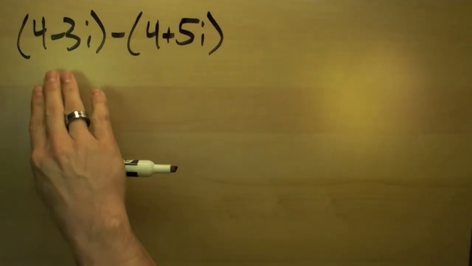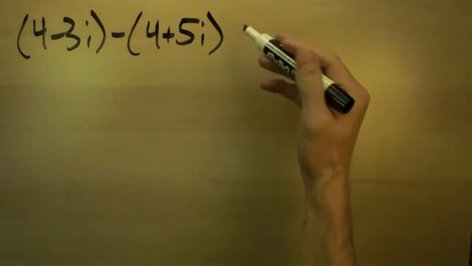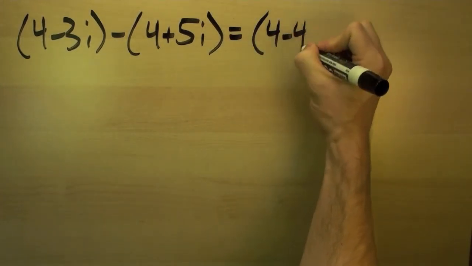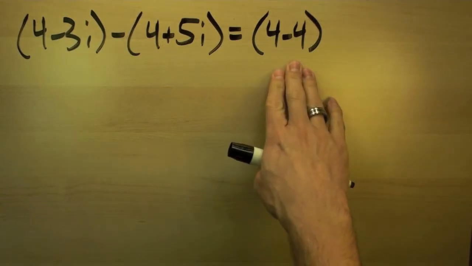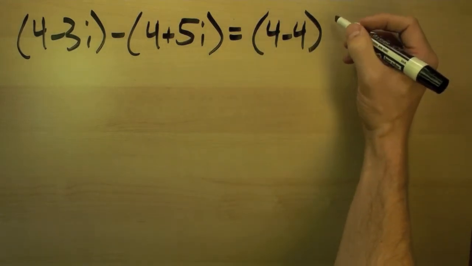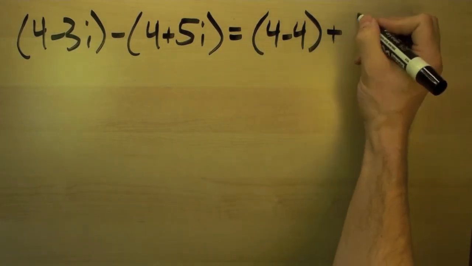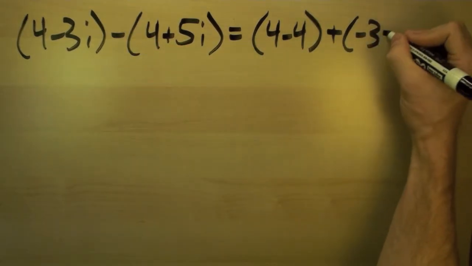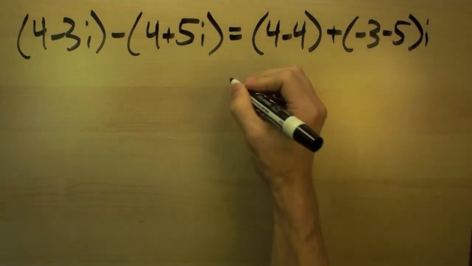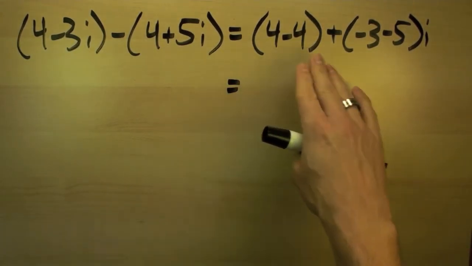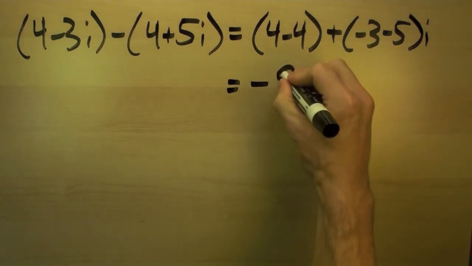Let's see what happens in this case when we have 4 minus 3i minus 4 plus 5i. When we subtract the real parts, we get 4 minus 4, so we can see that the real part of this complex number is going to end up being 0, and we won't write that. And then we've got plus -3, and we're subtracting 5, so remember it's going to be minus 5i. So when we go to write this, we generally don't write the 0 in front of it. And then we're going to write -8i.